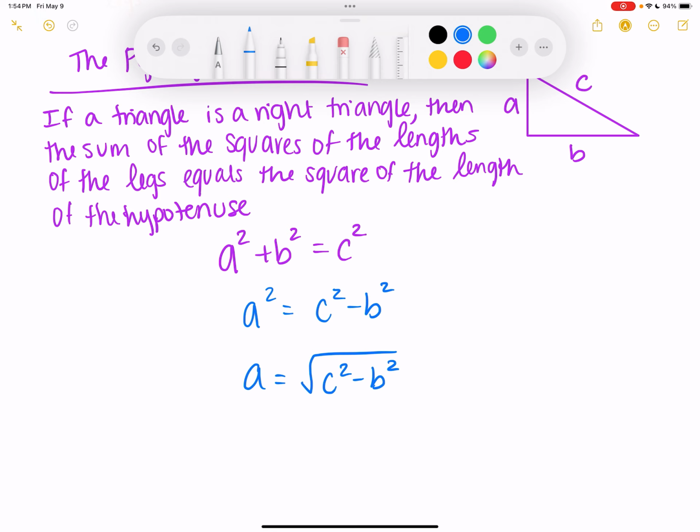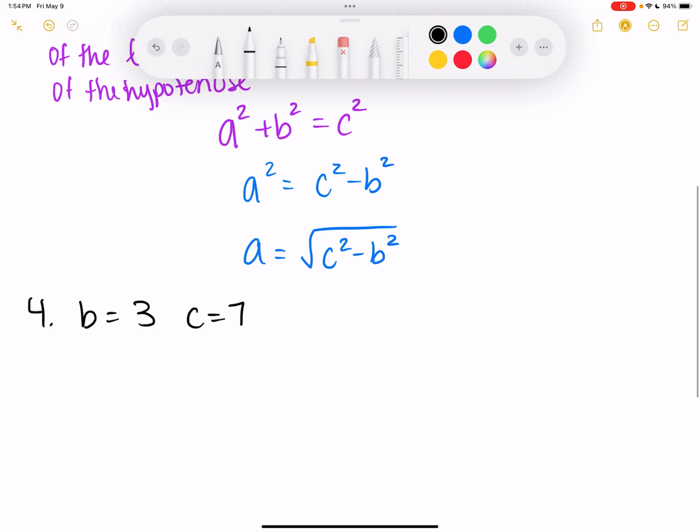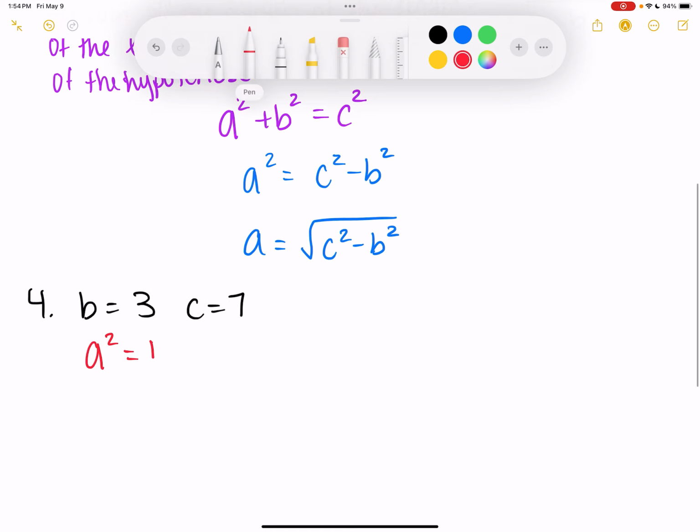Bless you. So, number 4. They give us B is equal to 3 and C is equal to 7. So you don't necessarily have to write the formula every single time. I'm going to write it probably most of the time while we're working, but since I've already manipulated this, I'm going to just use the modified one over here. So C squared minus B squared. So now I can plug in the numbers if I want. So A squared is equal to 7 squared minus 3 squared.